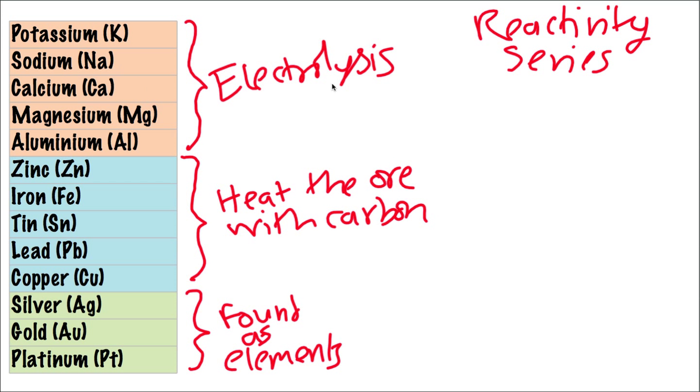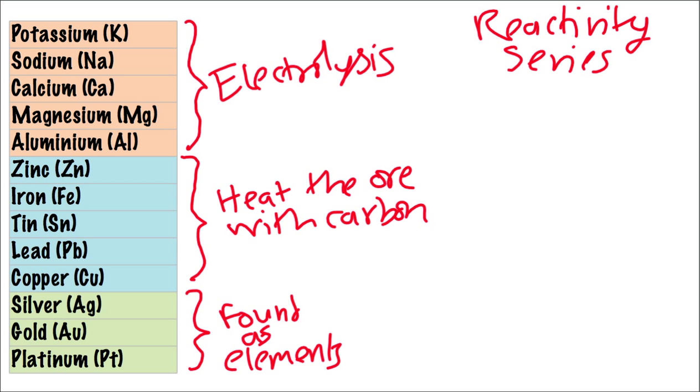Now electrolysis is the hardest extraction method. It costs quite a bit for this. So these harder ones are a lot more expensive than these ones in the middle. Now you do kind of need to know whereabouts all of these different metals are in the reactivity series and which ones need which method of extraction.